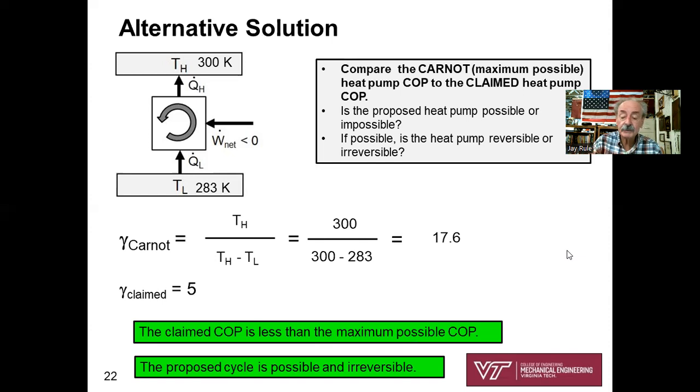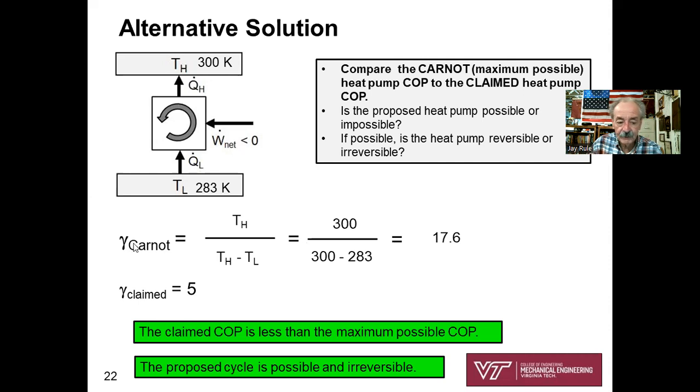Here's an alternative solution if you're simply testing to see if the proposed heat pump is possible or impossible, if you were not asked to find the entropy production rate. Again, the same drill: I'd calculate the Carnot coefficient of performance, energy sought over the energy that costs. The energy sought is Q dot H, so it's proportional to TH. And the energy that costs is Q dot H minus Q dot L, or W dot net. So we're going to just plug and chug.